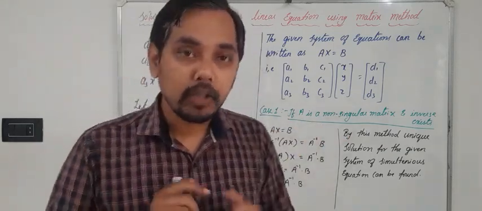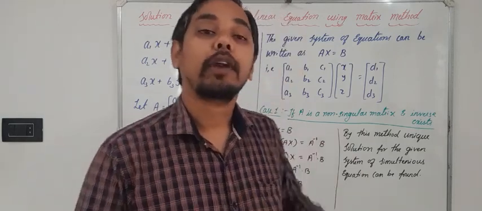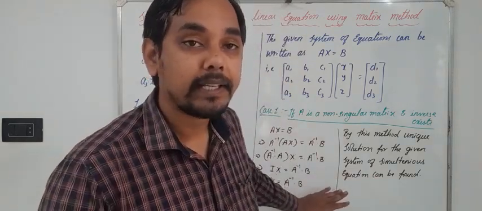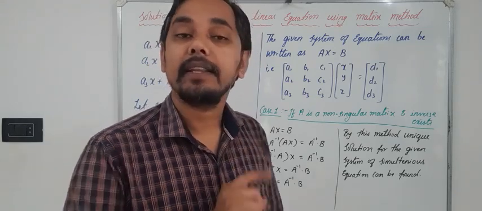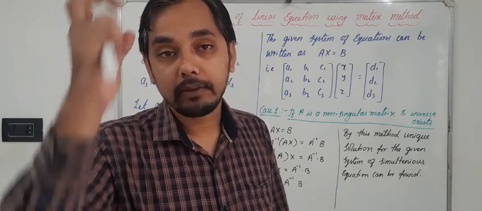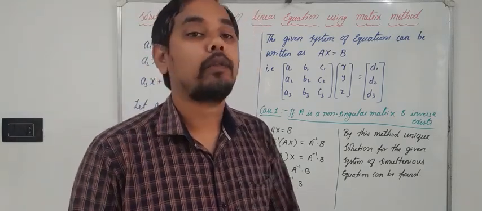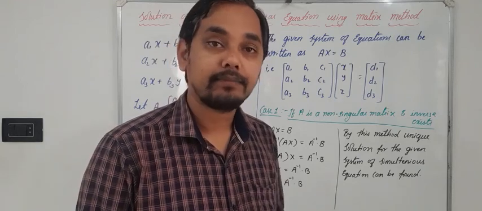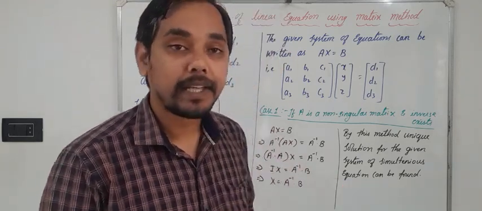If A is not a non-singular matrix, that is, if A is a singular matrix, then you cannot make use of this method. Why? Because if A is a singular matrix, then the inverse will not exist, because determinant A will be equal to 0. When determinant A is equal to 0, the inverse will not exist. So we have to go for some other methodology that I will explain in case 2.